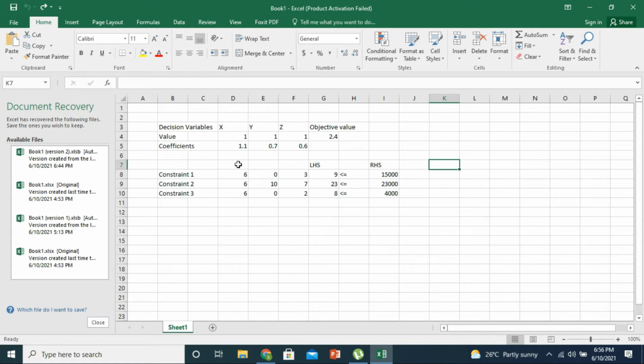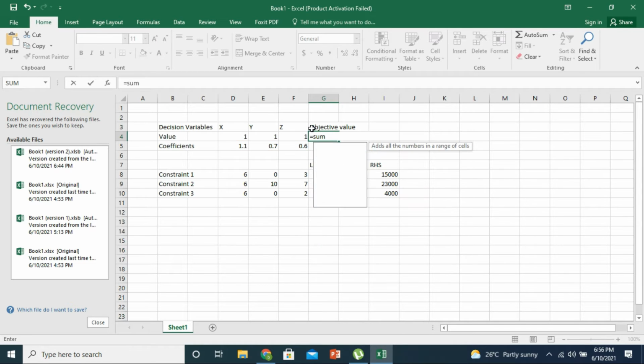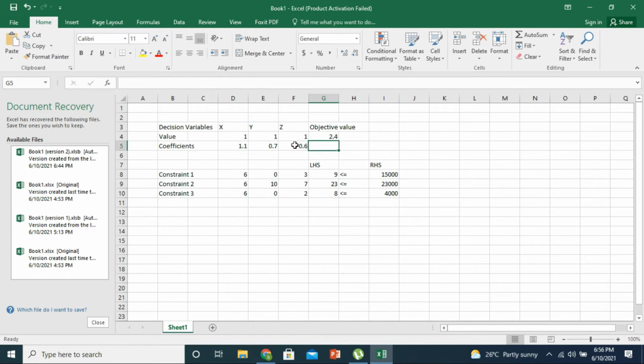2.4 is the total of the coefficients of the objective function, which is 1.1 plus 0.7 plus 0.6, and then we get 2.4. How do we get 2.4? We type equal to SUMPRODUCT, and then select the variable cells here, and then the coefficients here, close the bracket. Then we get 2.4.